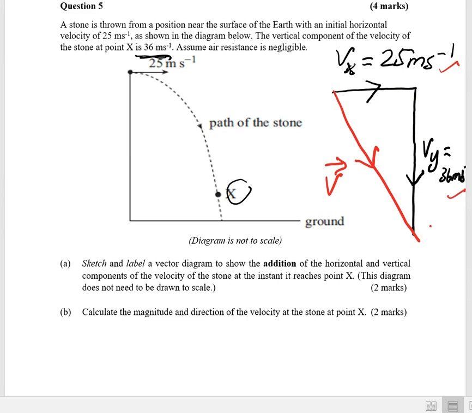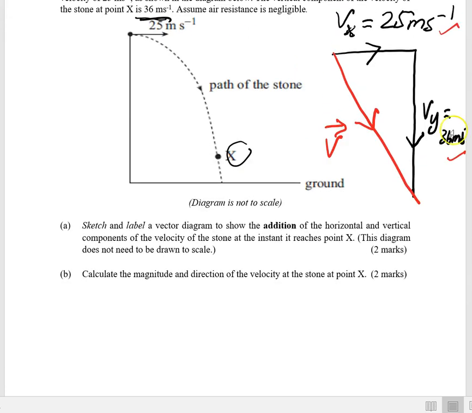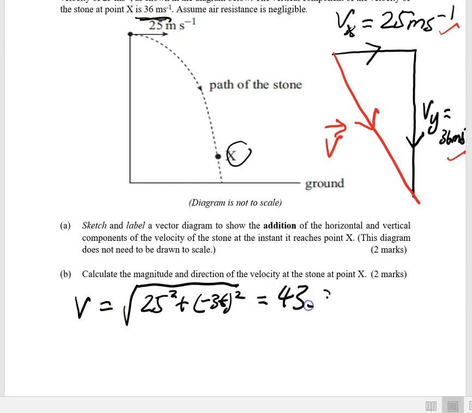Calculate the magnitude and direction of velocity at point X. If you want to find the magnitude, I think it's pretty simple. Look at the diagram. You can use the Pythagoras theorem. So I'm going to use one line to finish it here. Pythagoras theorem, I want to find V here. I take Vx squared plus Vy squared. Technically, this is 25 squared plus 36 squared, and I root the whole thing. Magnitude-wise it is 43.8 meters per second. So I answer the magnitude.